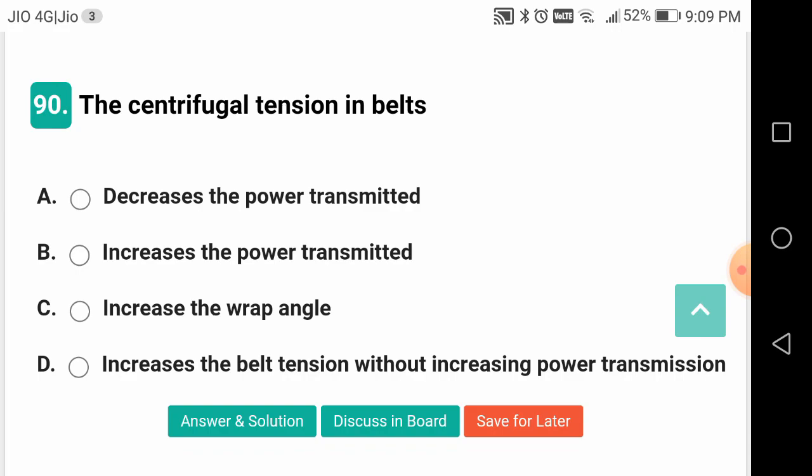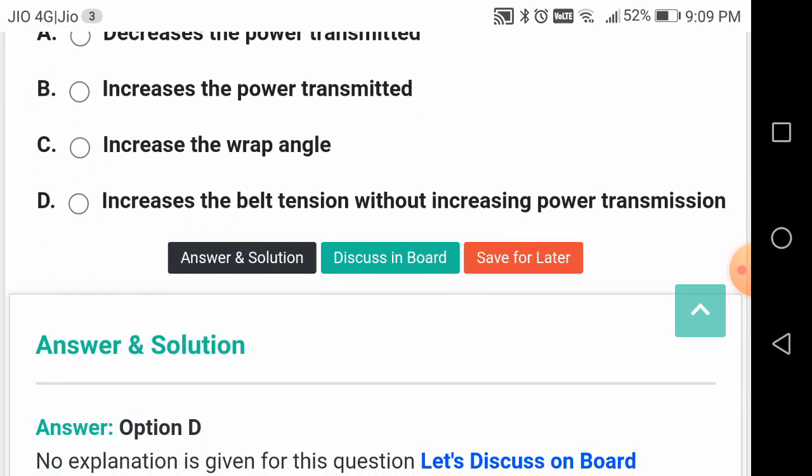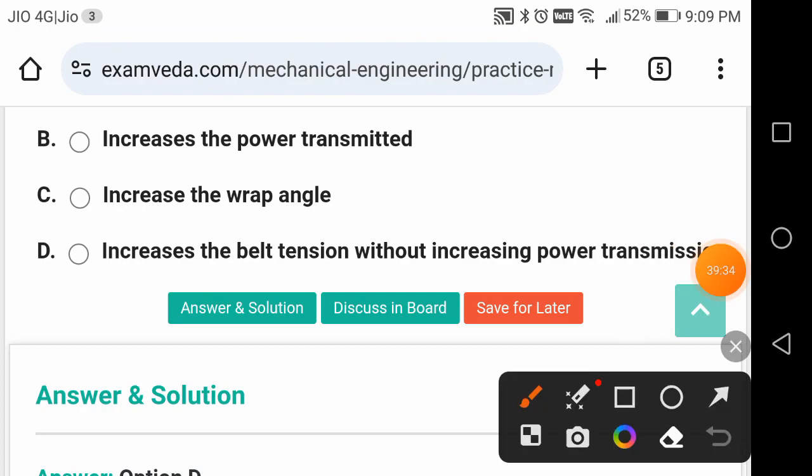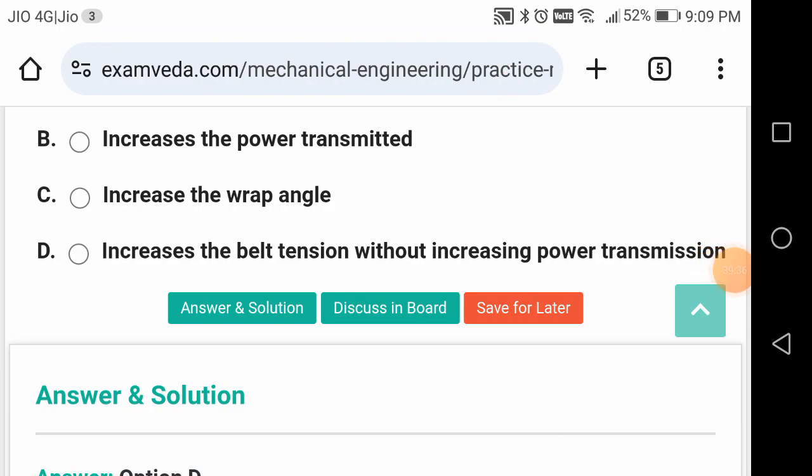The centrifugal tension in belts will increase the belt tension without increasing power transmission. This is a good question, excellent question, friends. It will increase the belt tension, but it is not going to increase power transmission. Power transmission is not going to be affected by the centrifugal tension. Why? It is acting on both sides, so they get cancelled on the tight side and slack side.